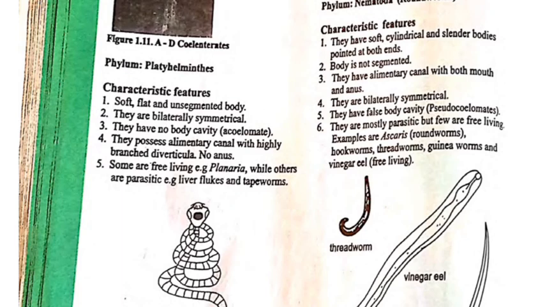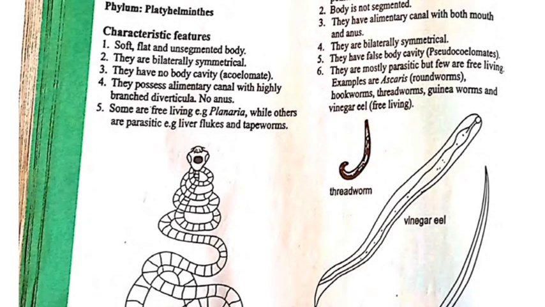They possess alimentary canal with highly branched diverticula, no anus. Some are free living, examples planaria, while others are parasitic, e.g. tapeworm and flukes.